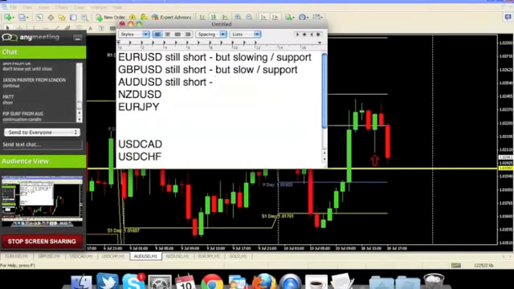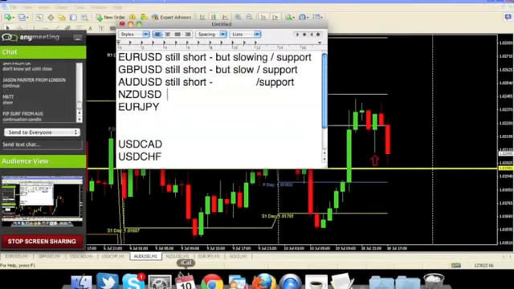No indication of slowing down. Because take a look. Look at the tail on the bottom. It's not that big compared to the tail on top. I mean, it's okay, but it's not strong like the others. So we have still short and support. Okay. So chances of Aussie dollar continuing short is still high.